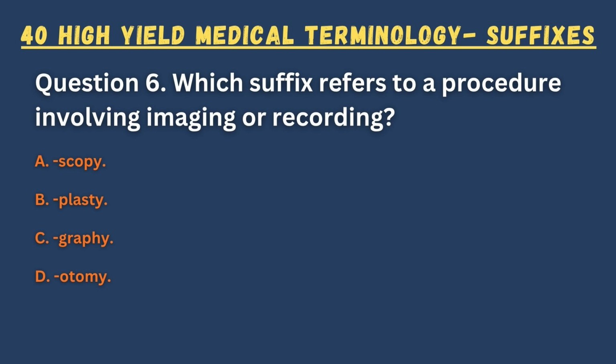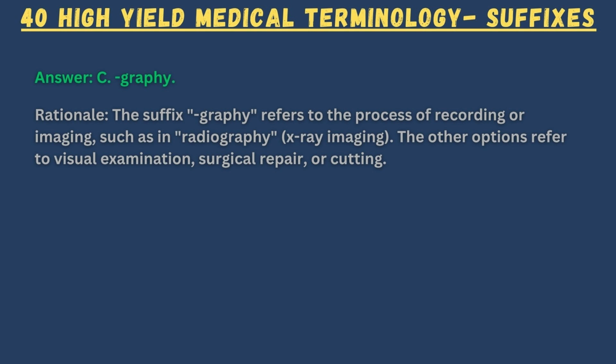Question 6. Which suffix refers to a procedure involving imaging or recording? A. Scopy. B. Plasty. C. Graphy. D. Otomy. Answer: C. Graphy. Rationale: the suffix graphy refers to the process of recording or imaging, such as in radiography, X-ray imaging. The other options refer to visual examination, surgical repair, or cutting.